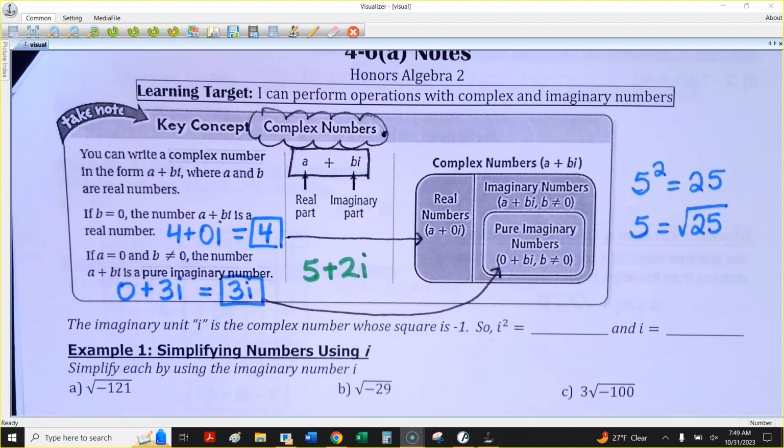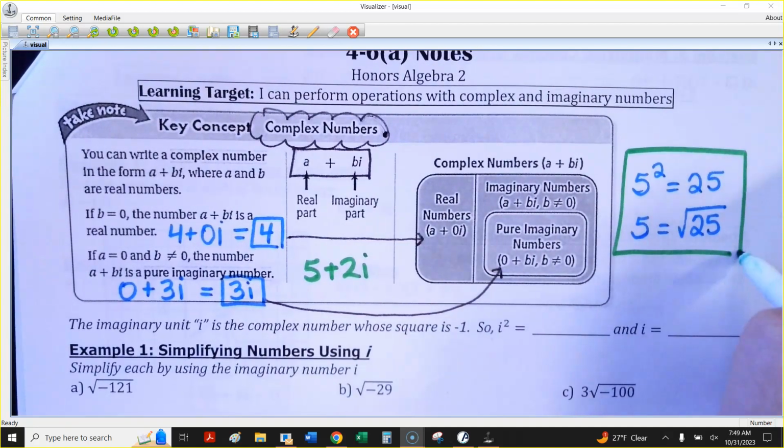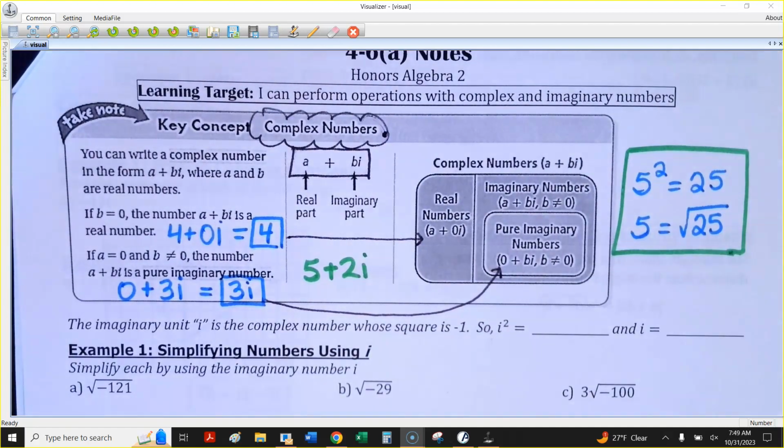Okay, now what is this i thing? I wrote this to the side to give you an example with a number. So I just wrote 5 squared is 25, right? And 5 is the square root of 25. Those are related. This is why i was developed, which is right underneath here.